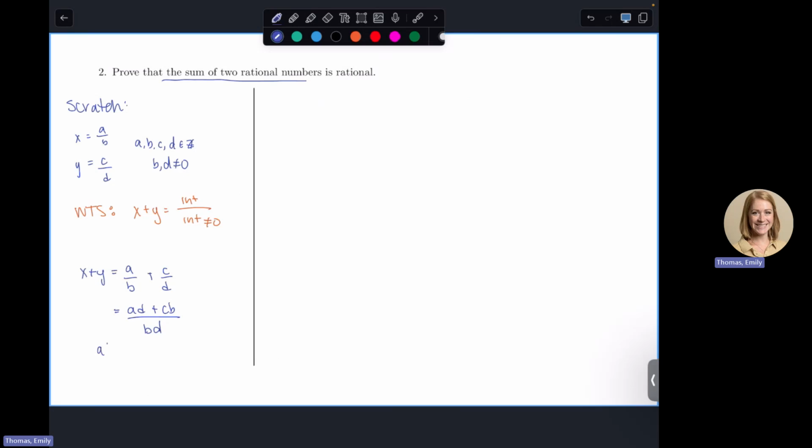Then I know that AD plus CB and BD are integers because integers are closed under addition and multiplication. So I know those are all integers. I also know that BD isn't 0 because neither B nor D is 0.